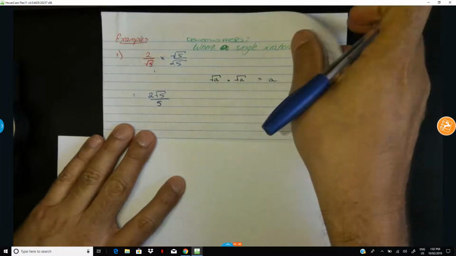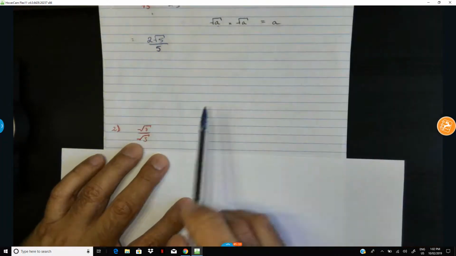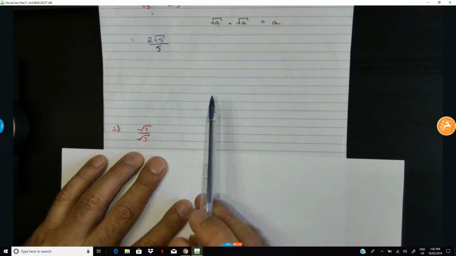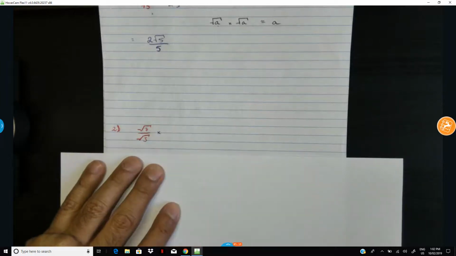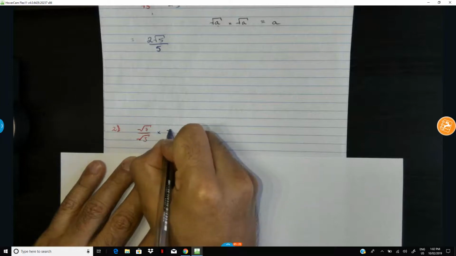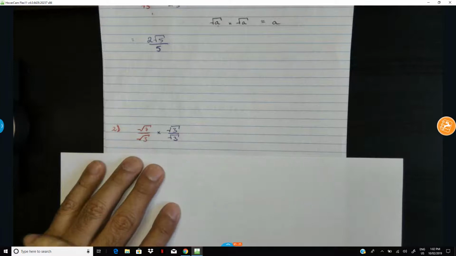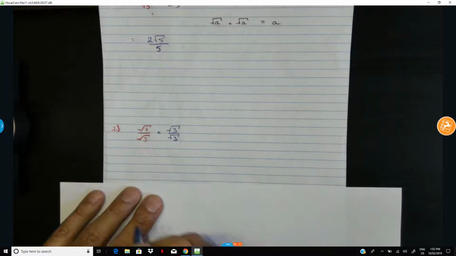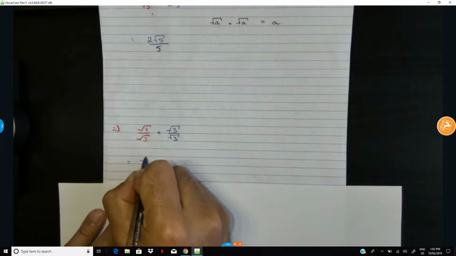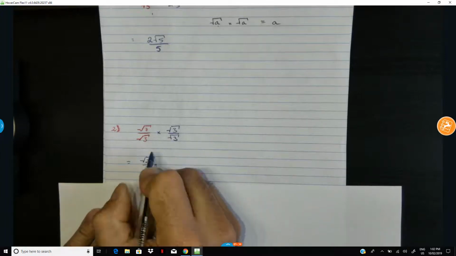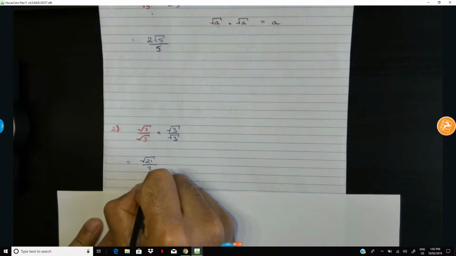So another example where the denominator is an irrational term. So square root 7 over square root 3, we're going to times that by square root 3 over square root 3. Okay. Square root 7 times square root 3 is square root 21. Square root 3 times square root 3 leaves us with 3.